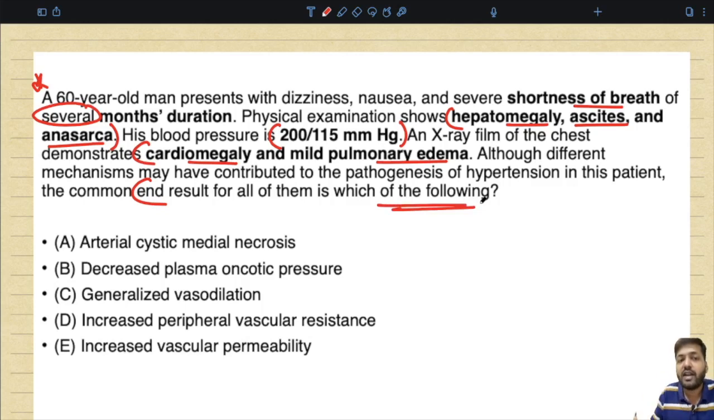So let us try and understand and break this. Now, first of all, what is this condition? This is the condition of poorly controlled hypertension. And this has led to what is known as hypertensive heart disease.